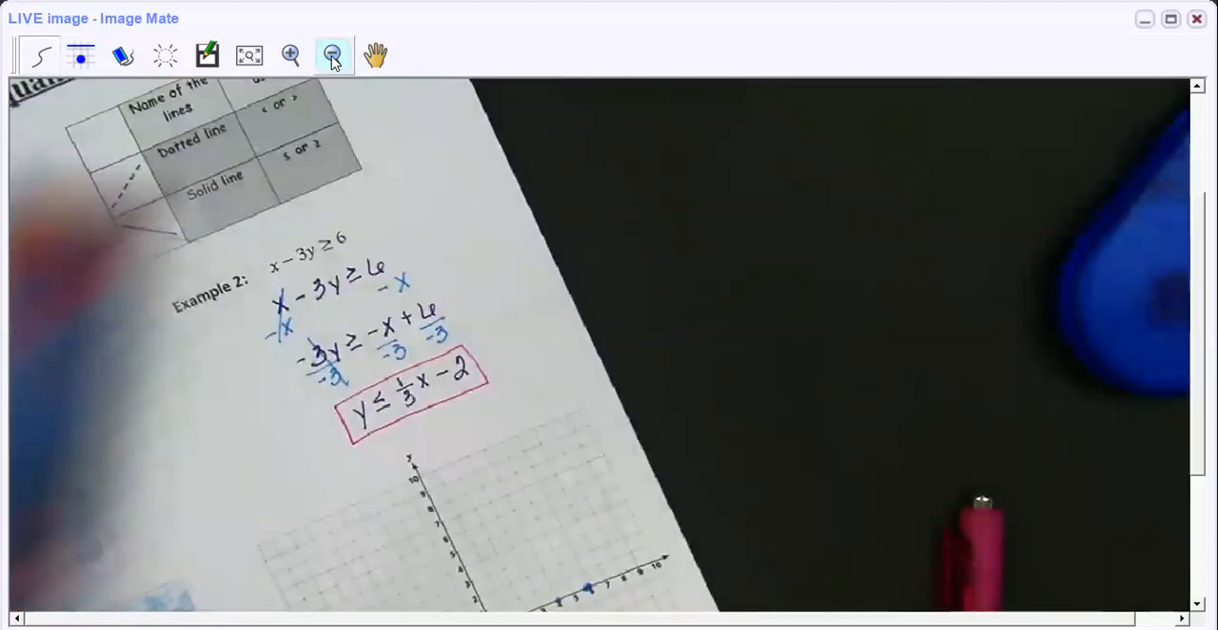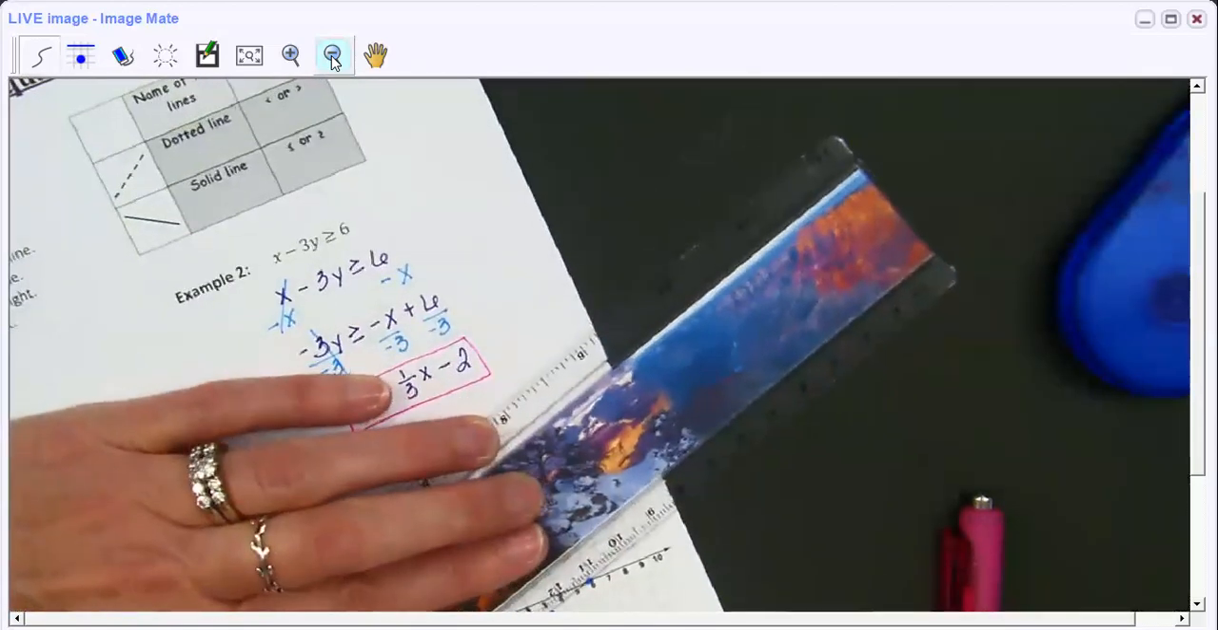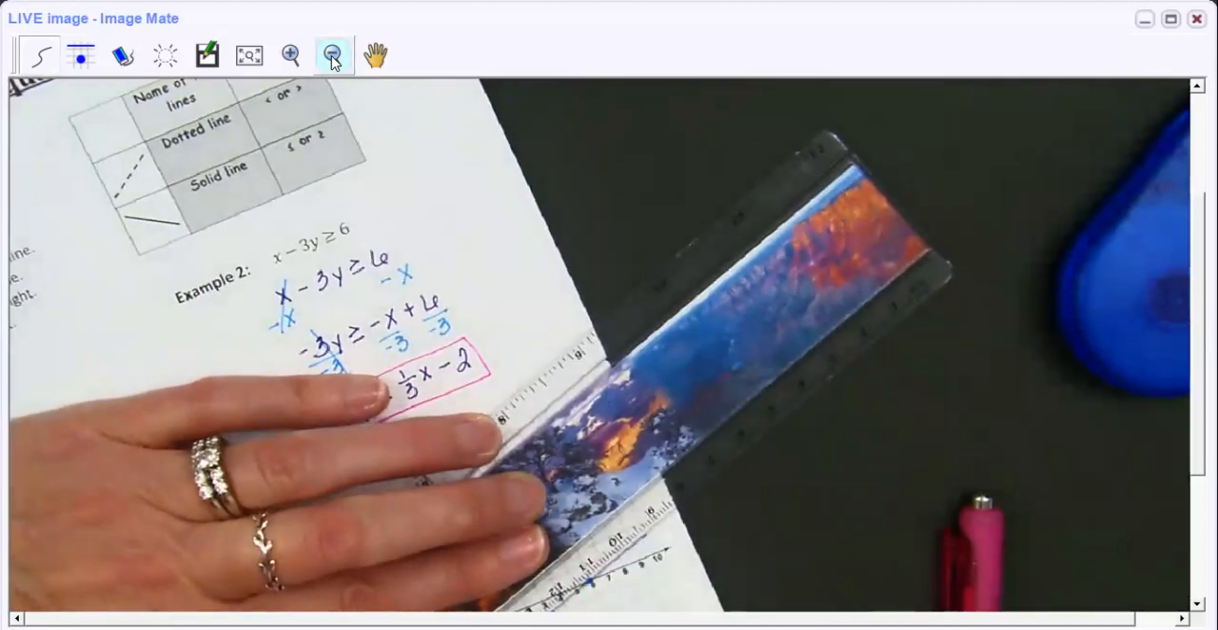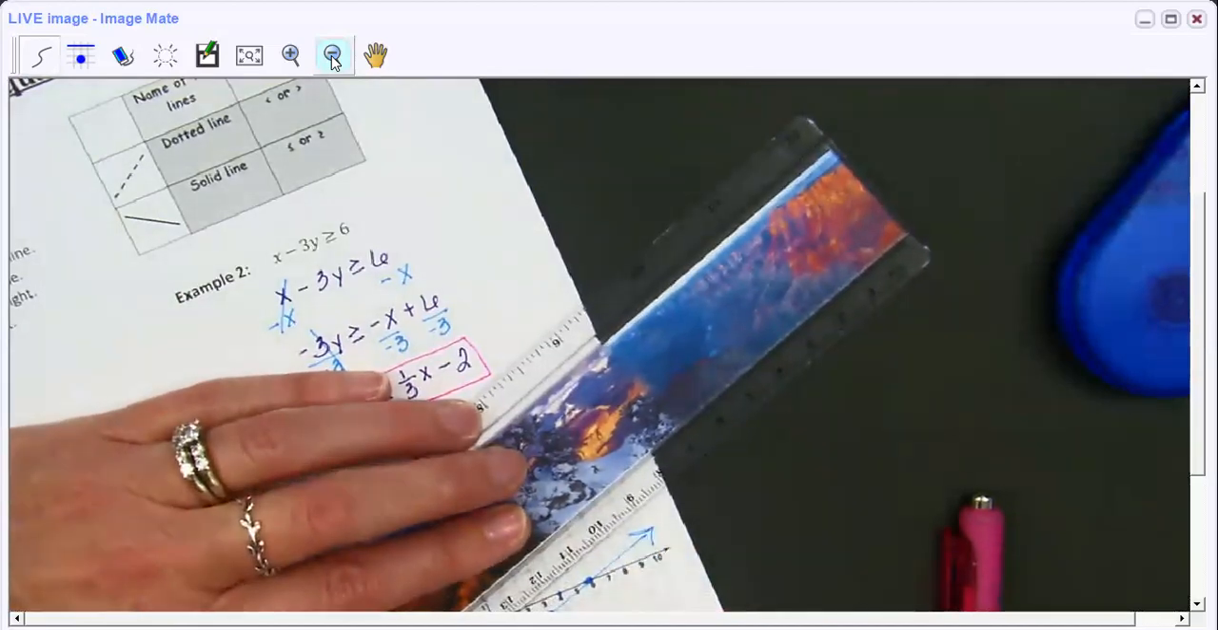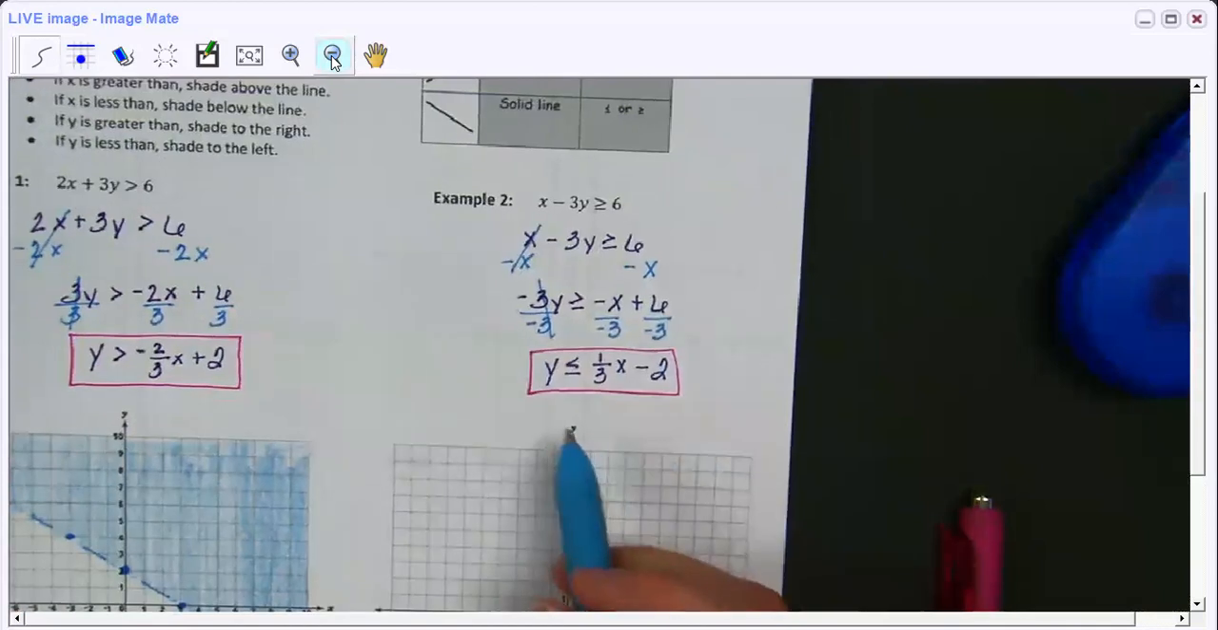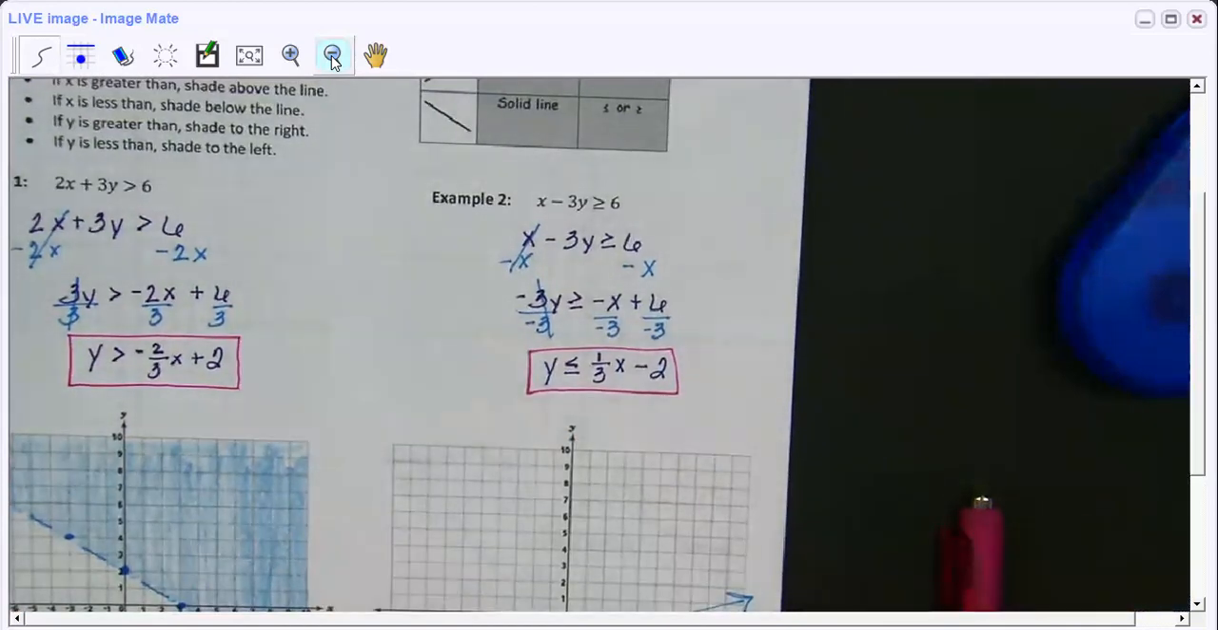Okay, so I'm going to draw my line. Solid line because there is an equal sign. And this time y is less than, so that means I'm going to shade below the line.